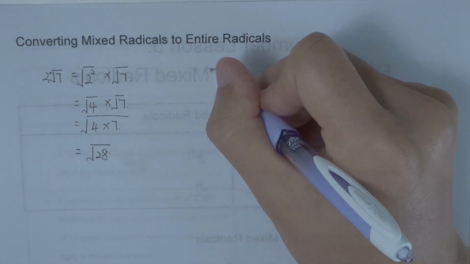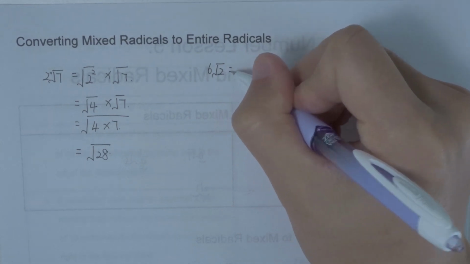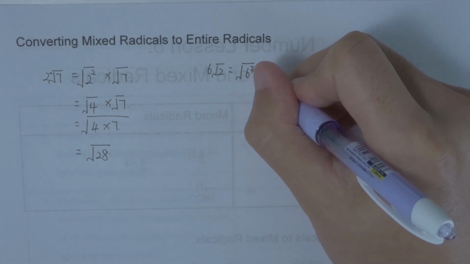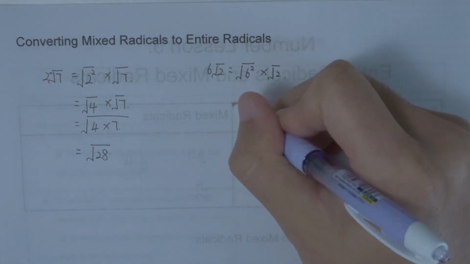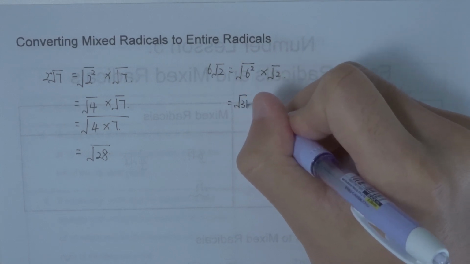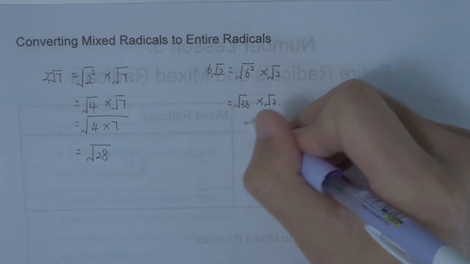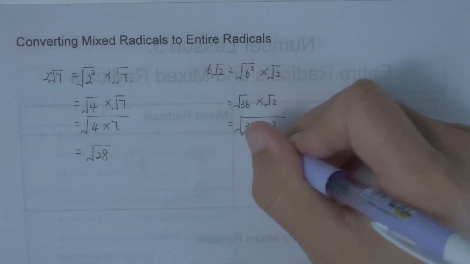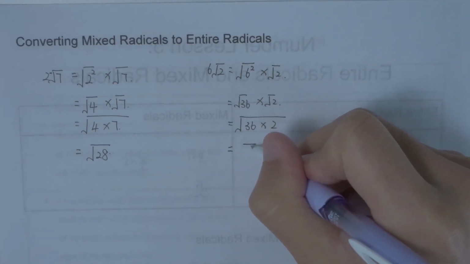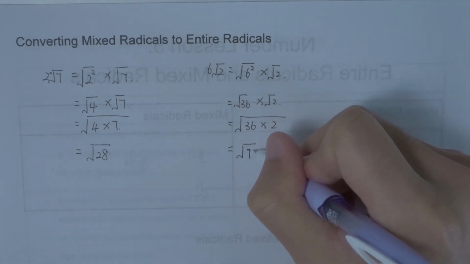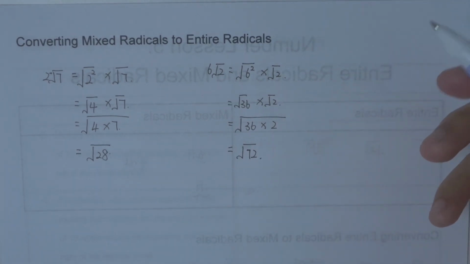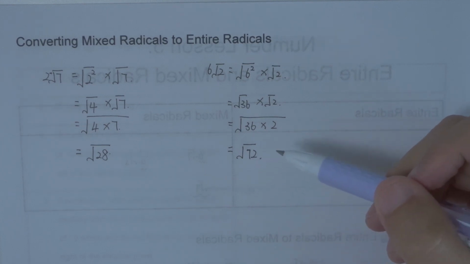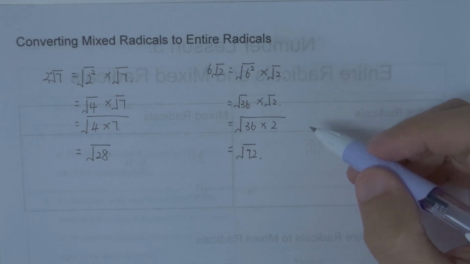Okay, and second, 6 square root 2. First we need to write square root of 6 squared times square root 2, and then we get square root 36 times square root 2, which equals 36 times 2 under the square root, and finally we get square root of 72. So this is the way you can convert a mixed radical to an entire radical. This is the example for the square root.